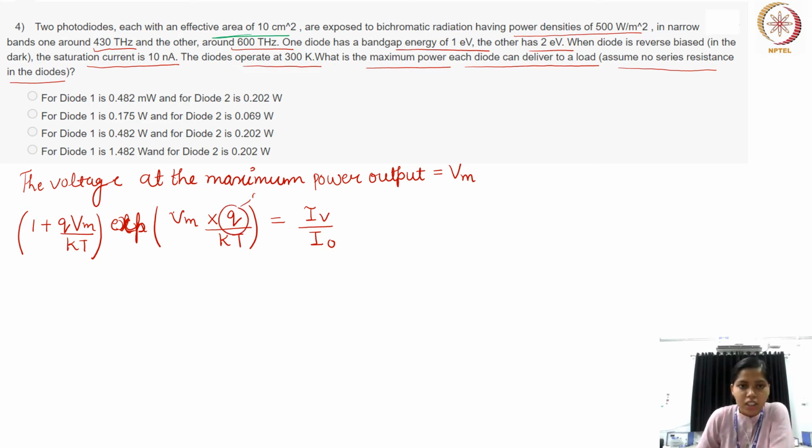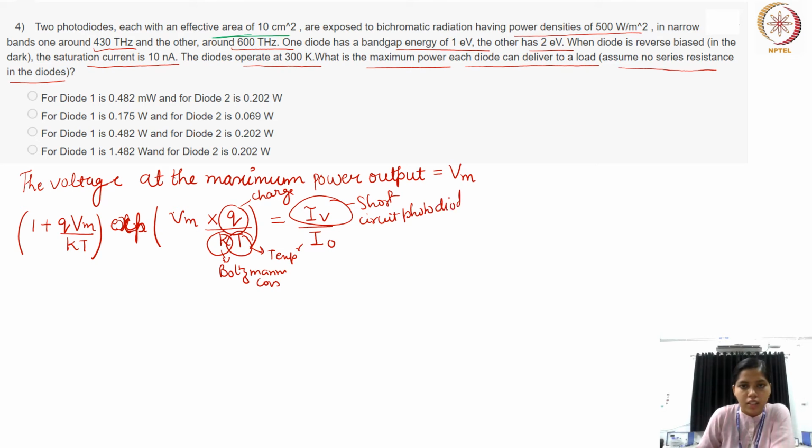again your charge, this is your Boltzmann constant, T is the temperature or the operating temperature, this is your short circuit photodiode current, and this is the saturation current value.